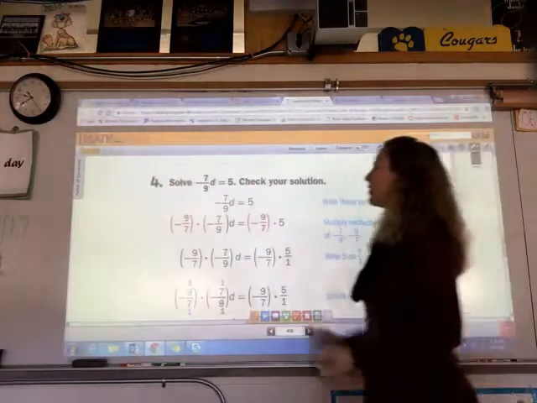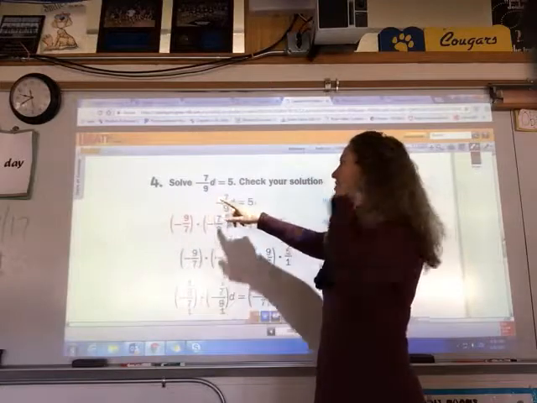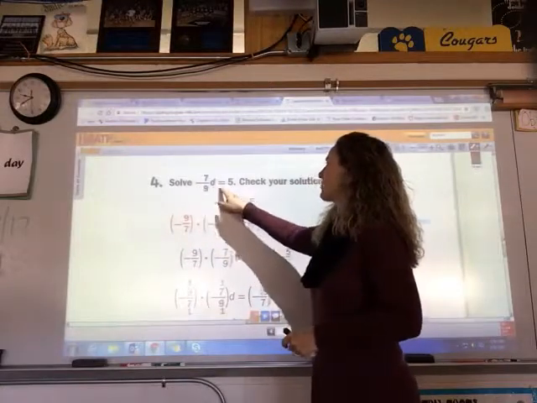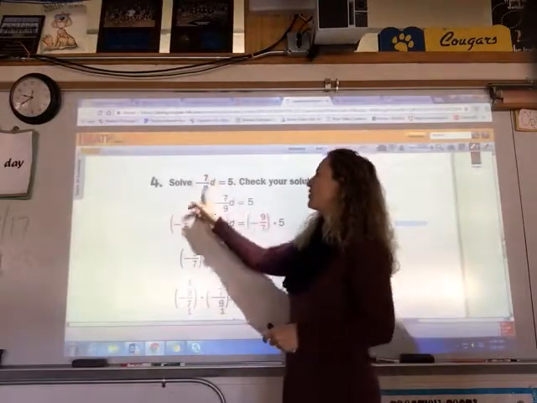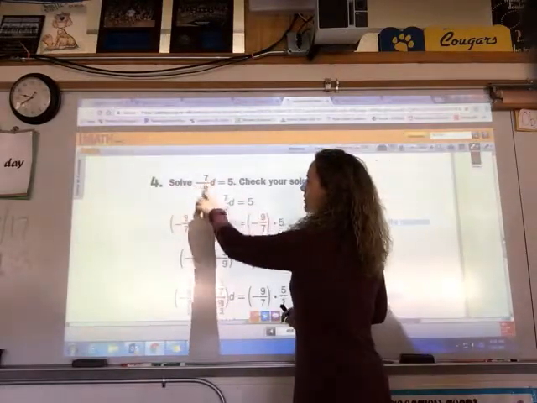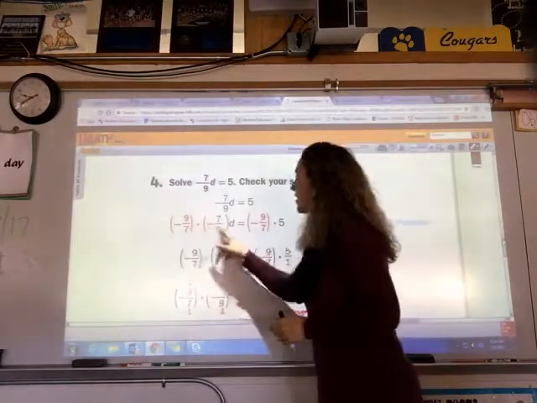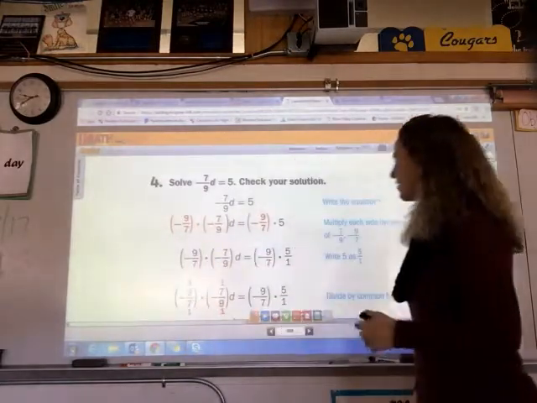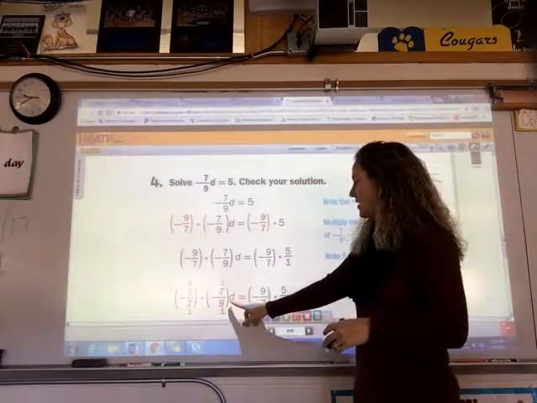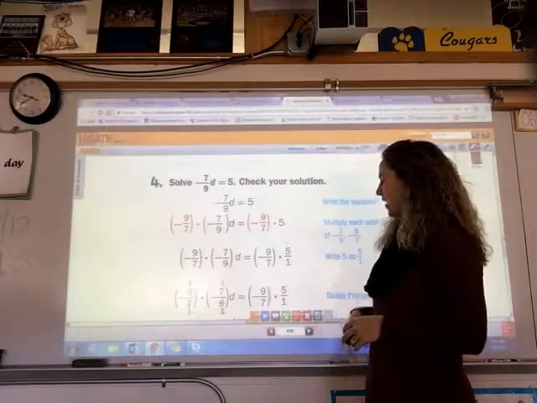Looking at example 4, they've got a negative. Be careful with the negatives. Sometimes the negatives get mixed in with the fraction. So -7/9 times d equals 5. So we're going to multiply both sides by the reciprocal or the multiplicative inverse. The multiplicative inverse of -7/9 would be -9/7. Okay, so those are going to cancel out. You can see those would cross out, reduce down to 1. So d is left. I'm multiplying this side by -9/7 times 5/1.